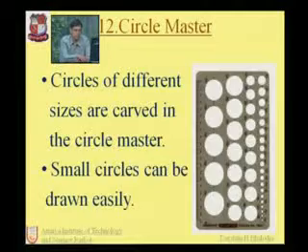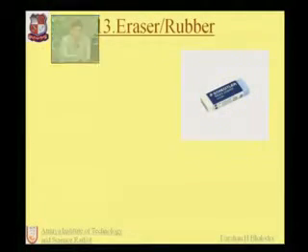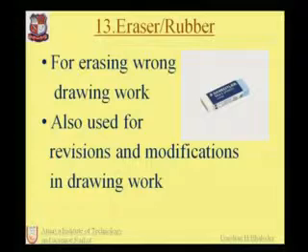Now the next one is the eraser or rubber. The use of the eraser is also very much important, because as a human being some mistakes may occur during the drafting purpose, so for erasing the drawing work, the erasers are used. The eraser should be soft, means it should not be hard, and it should not leave any darkness on the sheet, or damage the sheet by rubbing more on the drawing sheets.